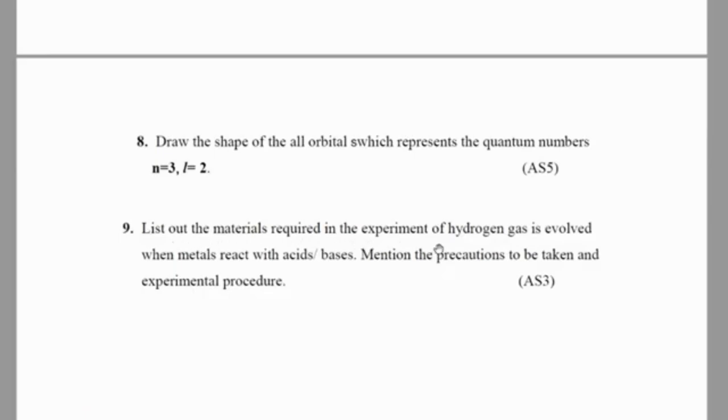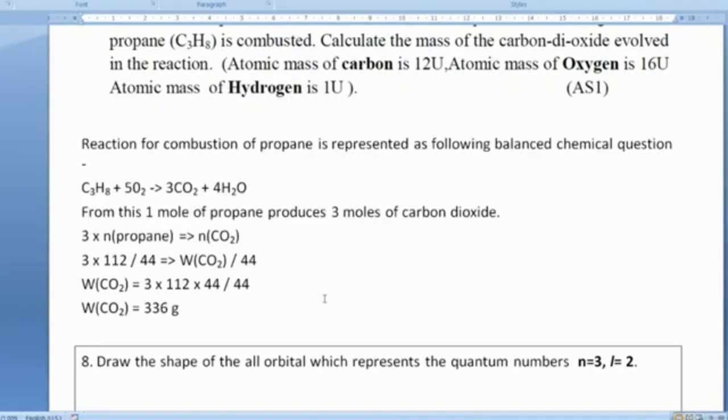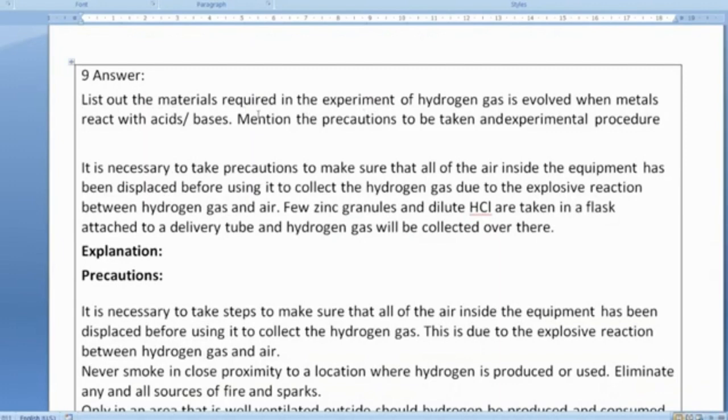List out the materials required in the experiment where hydrogen gas is evolved when the metals react with acids or bases. Mention the precautions to be taken and the experimental procedure. So this is the answer, students. Go through the answer.